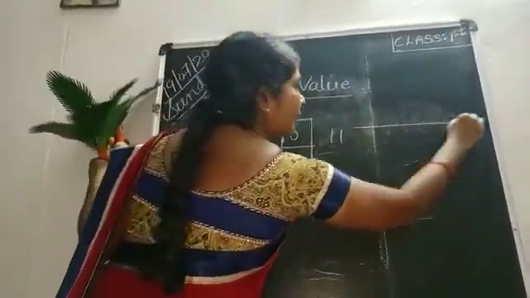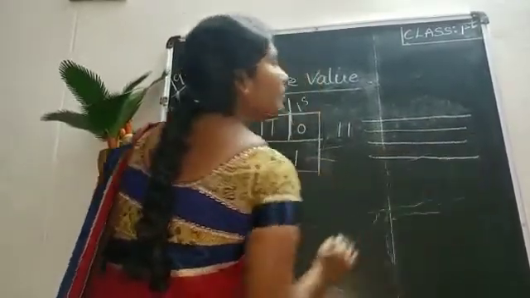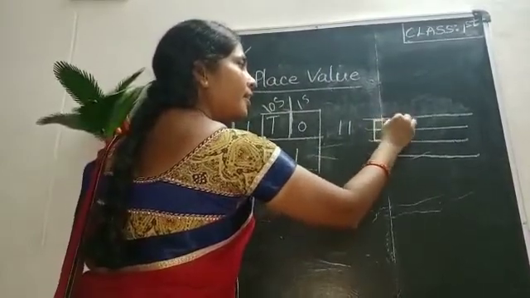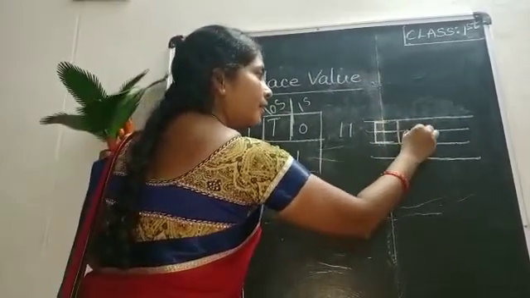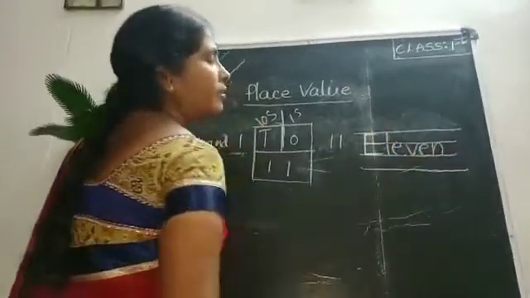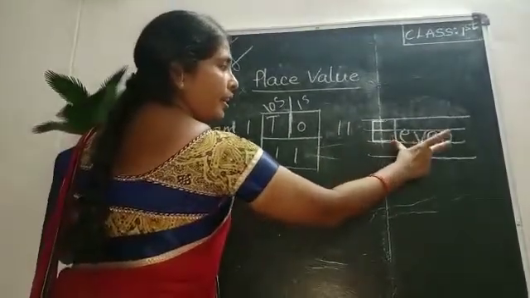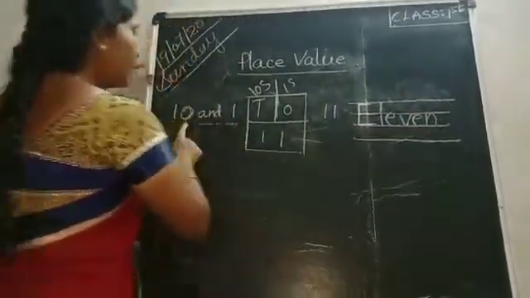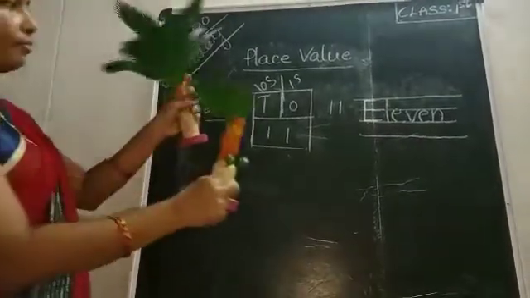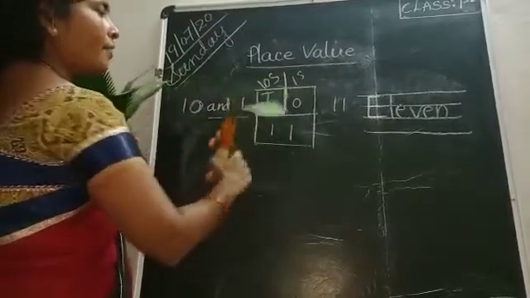See, you write in the 4 rule. First you use capital letter E L E V E N, 11. One 10 and 1, 11.